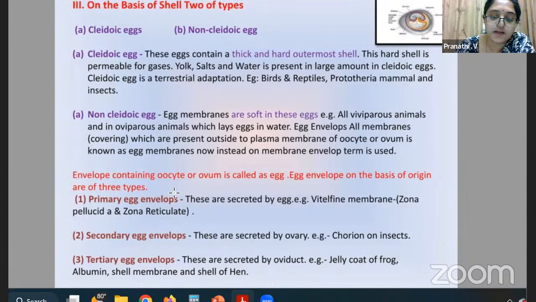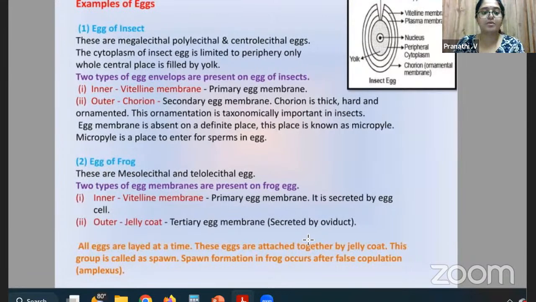So secondary membranes are secreted by the oviducts, and this includes the shell secreted by the shell glands. So they are present in sharks, reptiles, and birds. So you have a tertiary layer also, secreted by the oviduct. So example is the albumen, shell membrane, shell of the hens. So this is about the different kinds of eggs that are present.